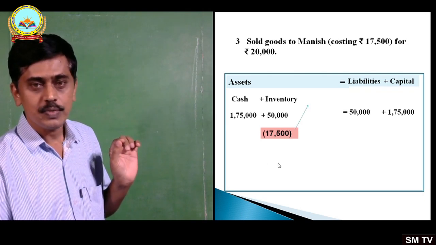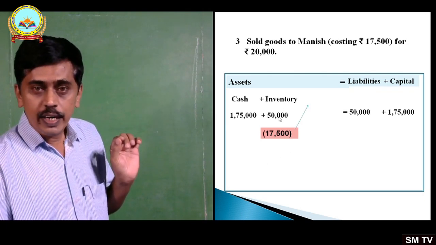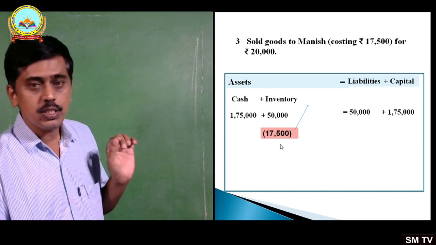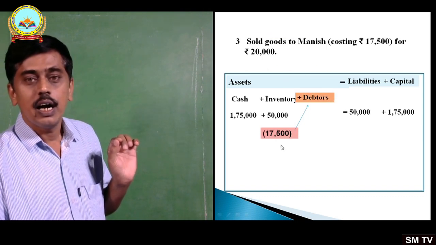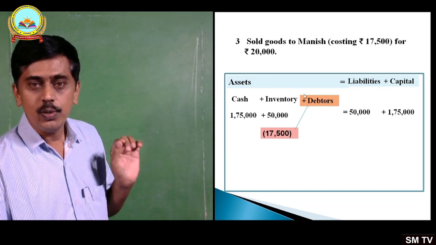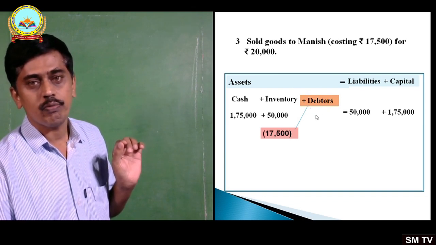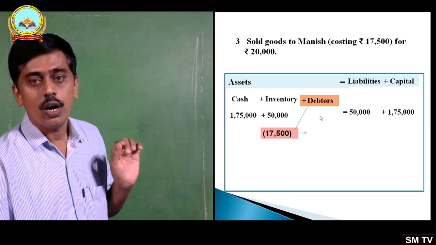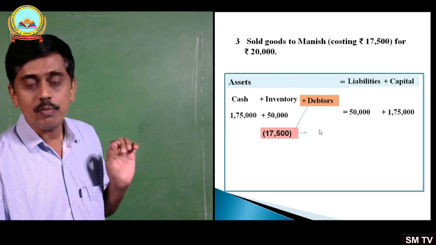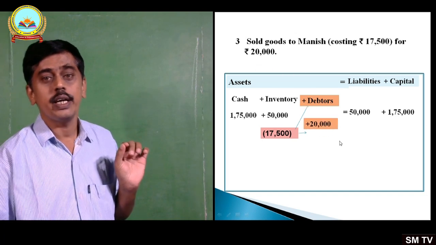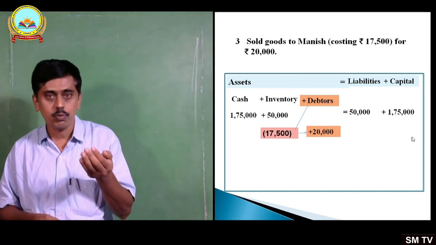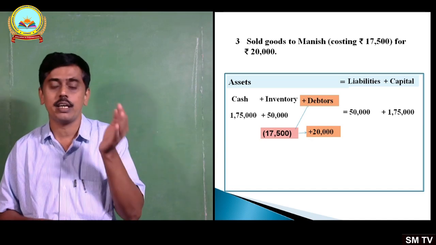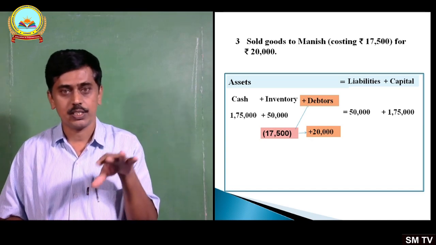Next, inventory reduces by 17,500 and in its place a new asset comes, that is in the form of debtor. Manish becomes our debtor. So how much? He becomes our debtor for rupees 20,000. We have sold goods worth rupees 17,500 for rupees 20,000.